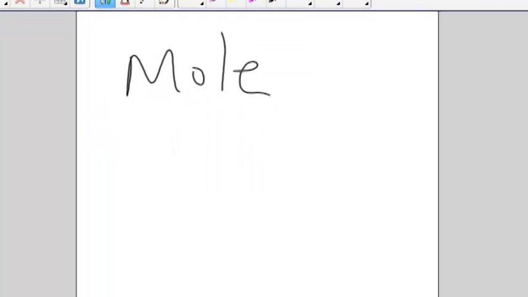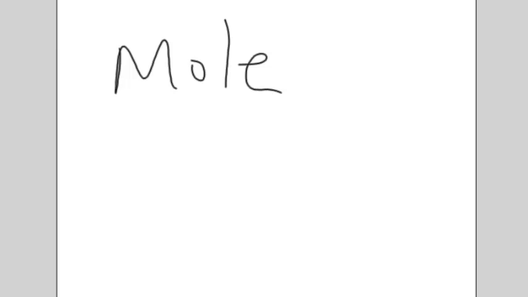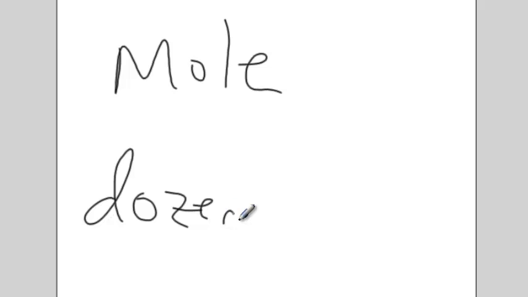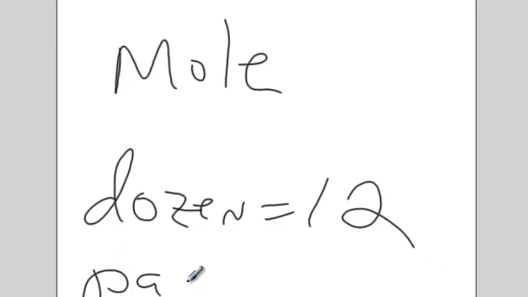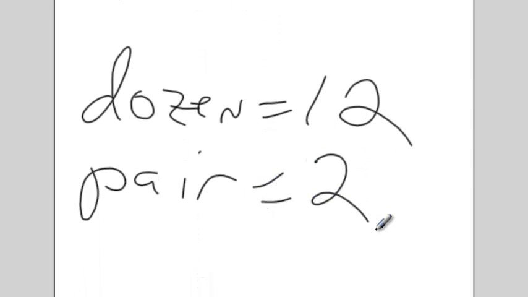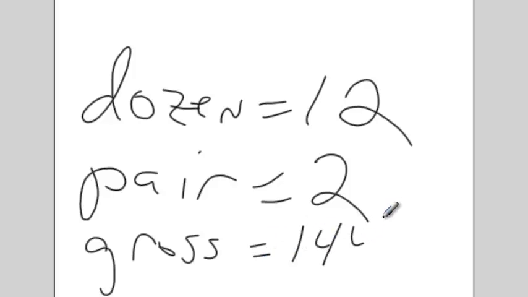Now, as to what a mole is, it's a word that means a number. We have analogous words in the English language. Dozen, for example. That's a word that means a number. Every time you hear a dozen, you know you're talking about 12 things. Every time you hear the word pair, you know you're talking about 2 things. Every time you hear the word gross, you know you're talking about 144 things.